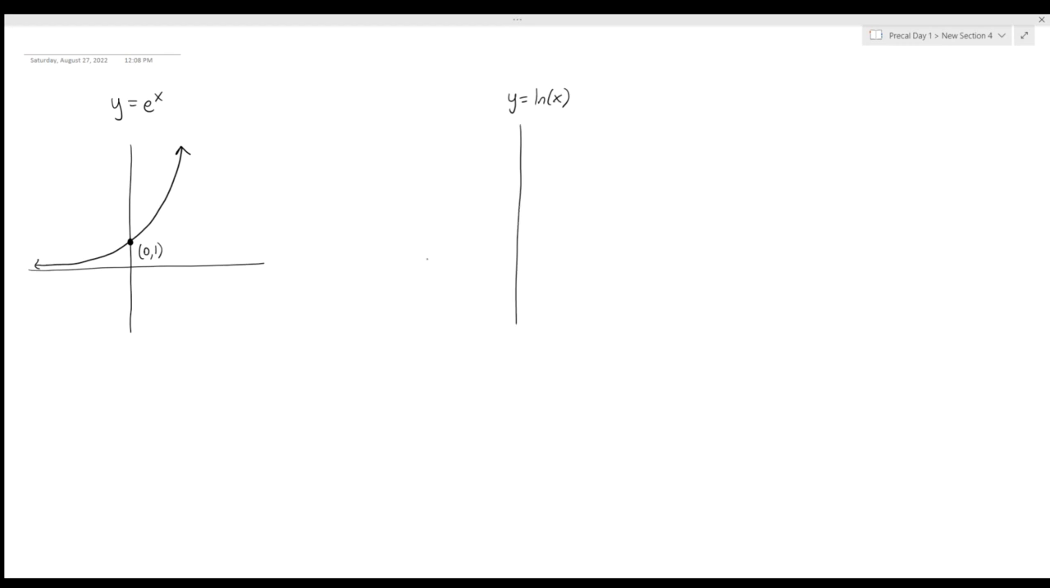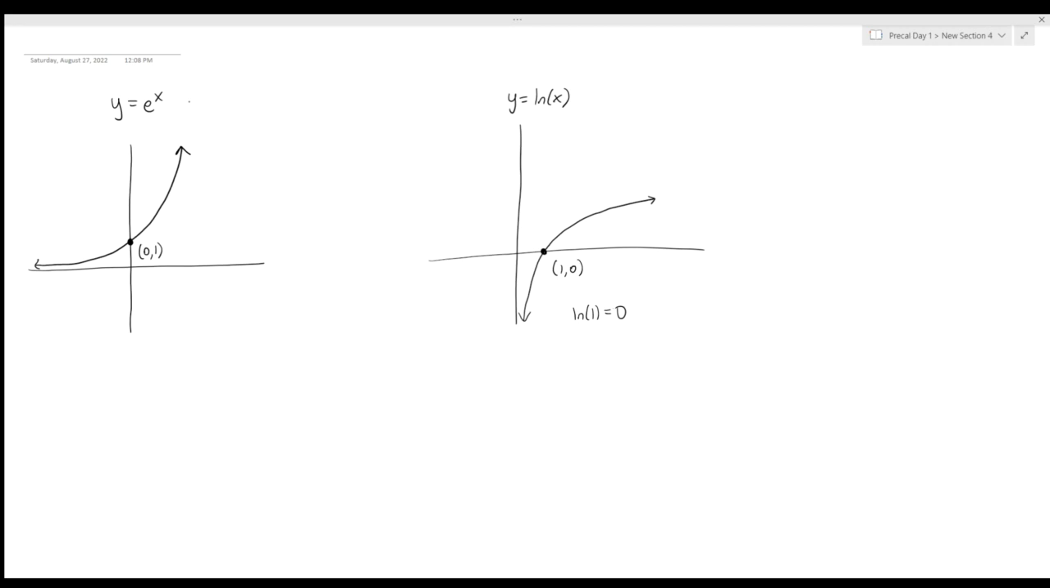The natural log function, its graph looks something like this. And the natural log function passes through the point (1, 0). So in other words, natural log of 1 would be equal to 0. That's something that's useful to know.